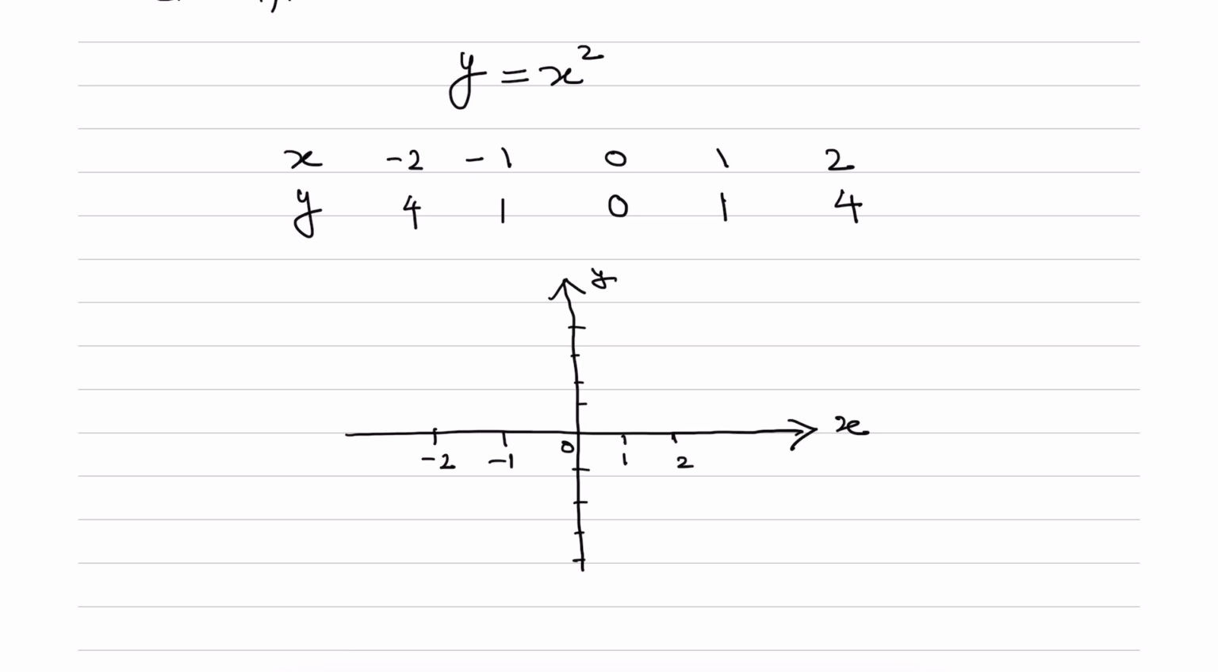Okay, so the first point that I'm going to locate here is (0, 0), which is this one. Next point is (1, 1), which is here. (2, 4). If this is 1, 2, 3, 4, so the (2, 4) point is here.